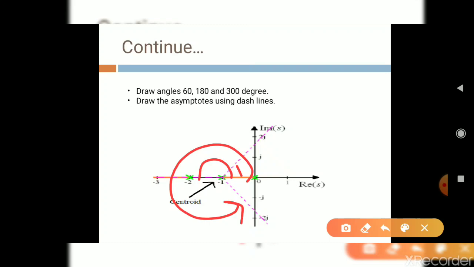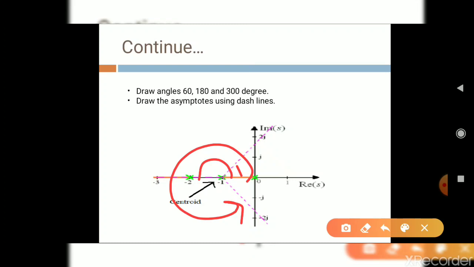These asymptotes can be plotted up to infinity, and they will help us decide the direction of the final root locus. The asymptotes are not the root locus, the centroid is not the root locus, and the angles of asymptotes are not the root locus. All these terms just help us decide the final direction of the root locus from the open loop transfer function.